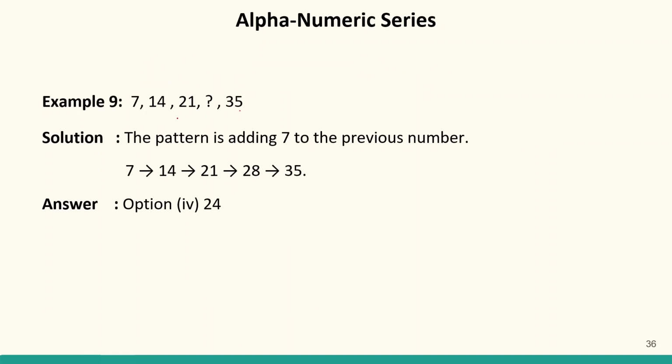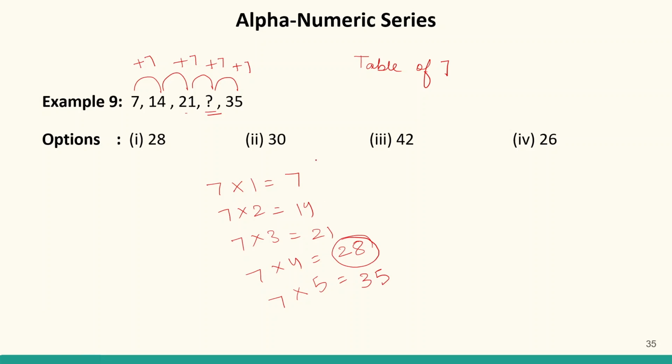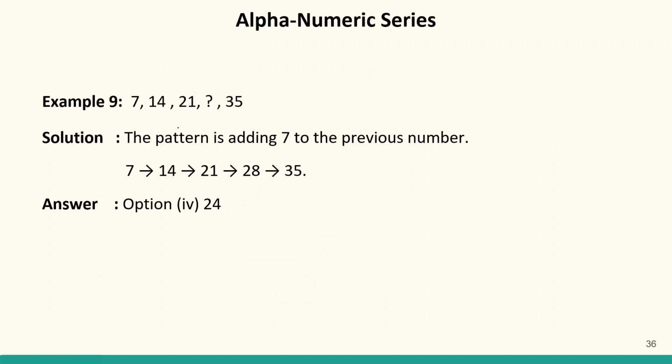This can also be written as 7 into 1 is 7. 7 twos are 14. 7 into 3 is 21. 7 into 4 will be 28. And 7 into 5 will be 35. So 28 is the number which is following the logic. Therefore, option 1 is the correct answer. The pattern is that we are adding 7 to the previous number.